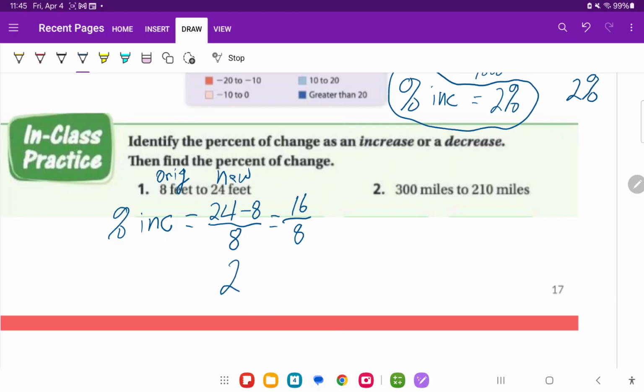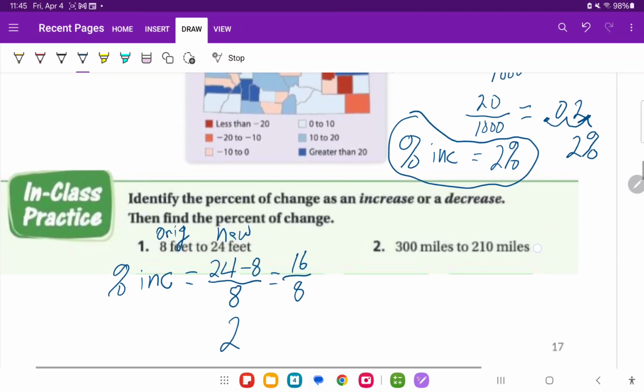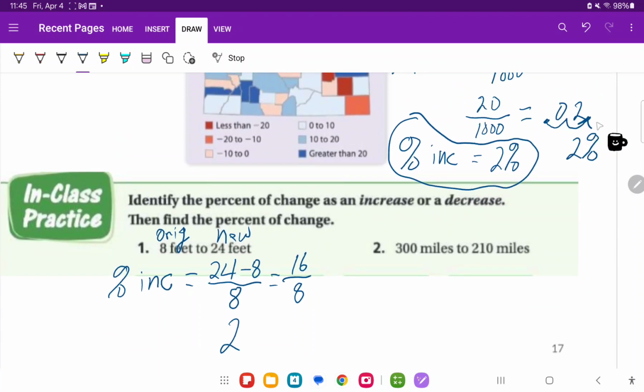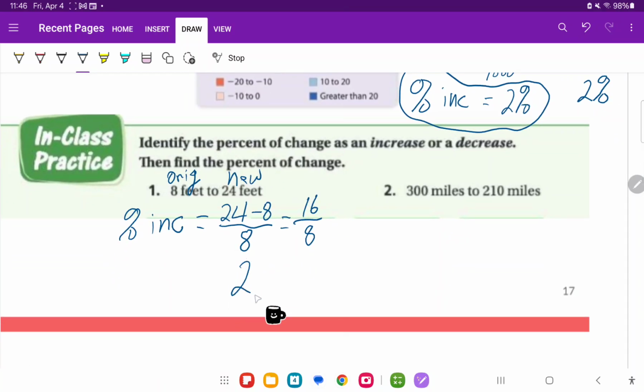Now, we have to change this to a percent, right? Because that's what it says, find the percent of change. So just like we did up here, we have to move the decimal to the right. Where's our decimal on this one? When it's not written, it's right there. So we have to move it 1, 2, like that right there, 0, 0. So that is going to be a percent of increase of 200%, 200% increase. Okay?